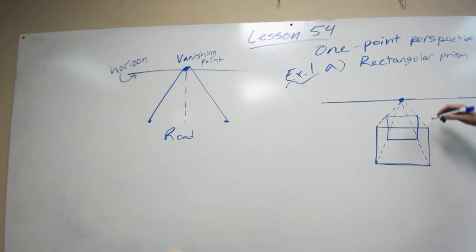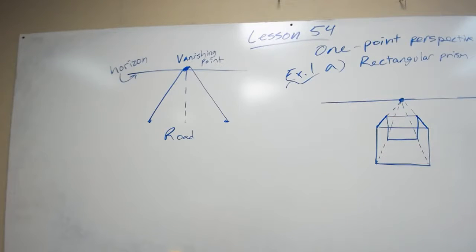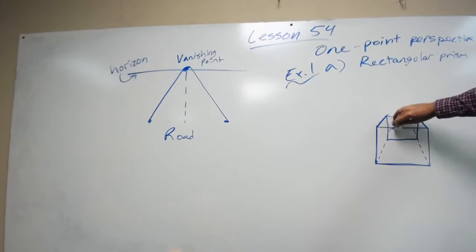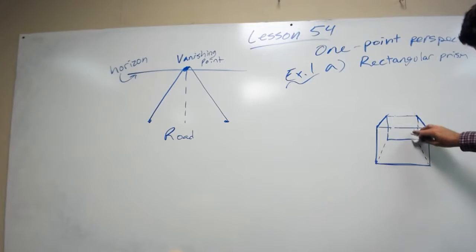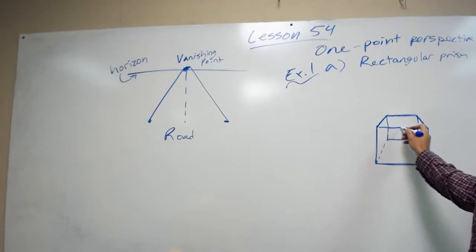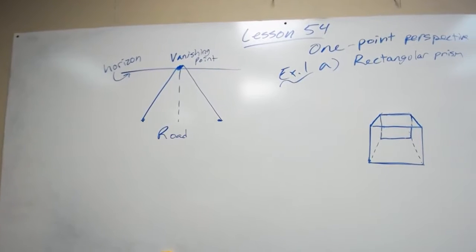And step four, I'm going to connect these lines and erase all the other lines that are not in the rectangular prism. So erase here, erase these, and there you can see our one-point perspective rectangular prism. And that's how you draw it. It's pretty interesting, pretty fun. But that is one-point perspective.